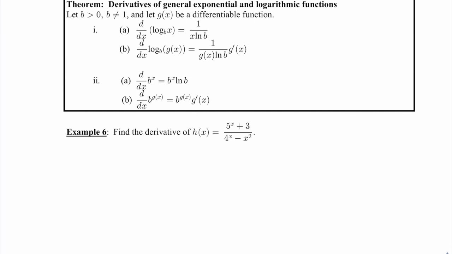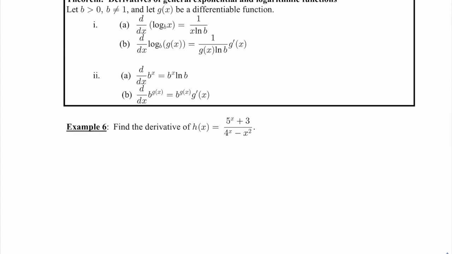And then if I have the derivative of the log base b of a function of x, I start the same way as I would with natural log. I do 1 over the function, and I also have times the derivative of the function, but again, in the denominator I have that extra factor of natural log of b.